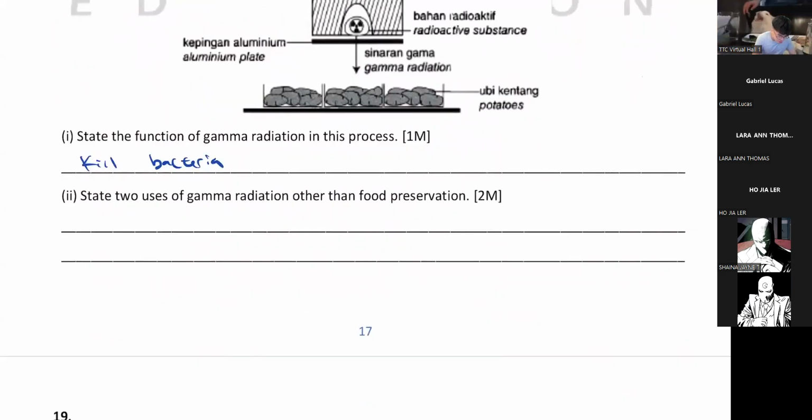Okay, 2 use of gamma radiation. You can use to kill cancer cell. What else? 2 use. I don't know. Used to become the Incredible Hulk. I don't know. There's no more use.